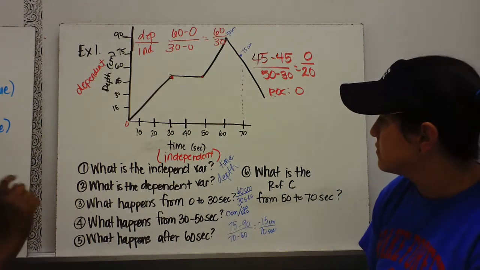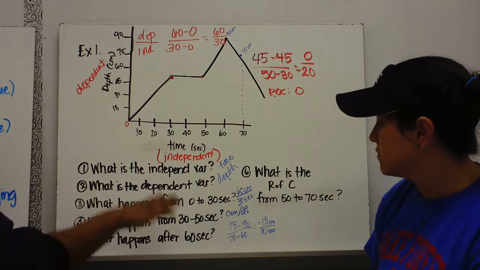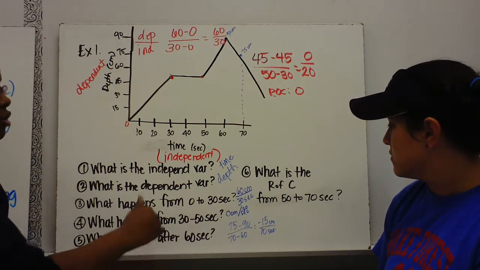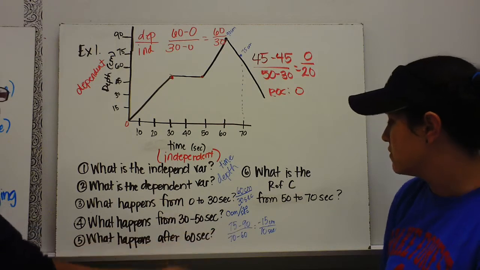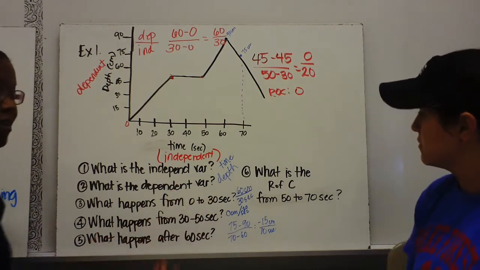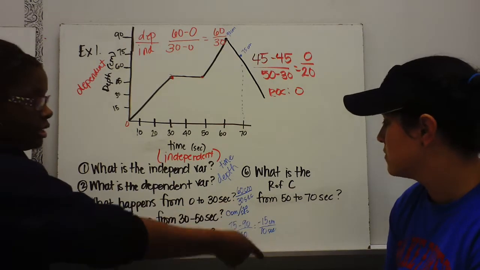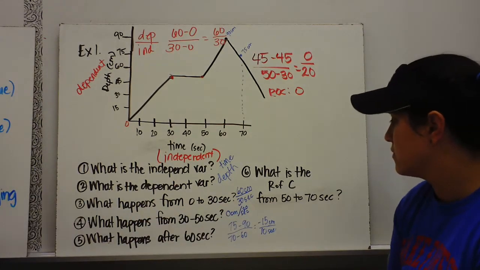So when you're describing, if we ask you in context to describe what's happening with the rate of change, anytime your rate of change is negative, you have to describe that there's some sort of decrease. So we don't have a negative length. What we have is a decrease of 15 centimeters every 10 seconds.